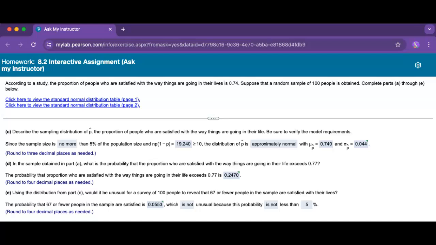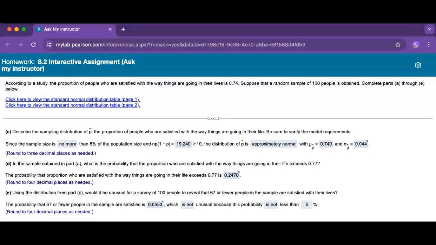Okay, in this problem, we are told that according to a study, the proportion of people who are satisfied with the way things are going in their lives is 0.74. Suppose that a random sample of 100 people is obtained, and then we're asked to complete some questions about this. The first part that you had a question about was C, where it says describe the sampling distribution of p hat, the proportion of people who are satisfied with the way things are going in their life.